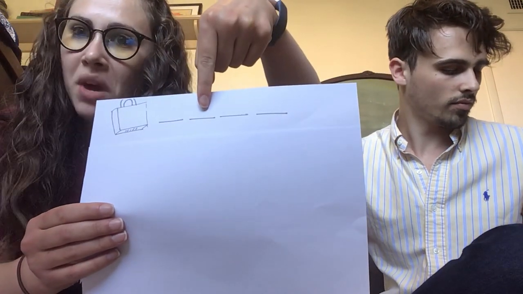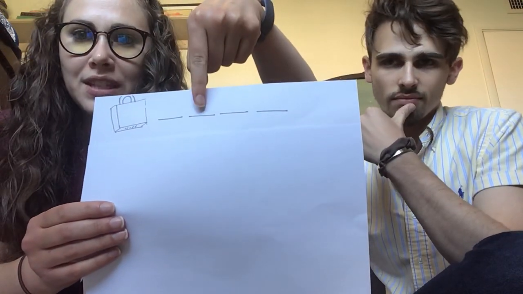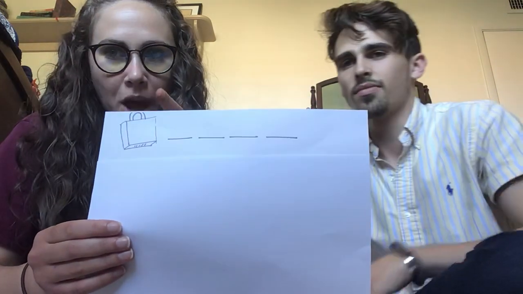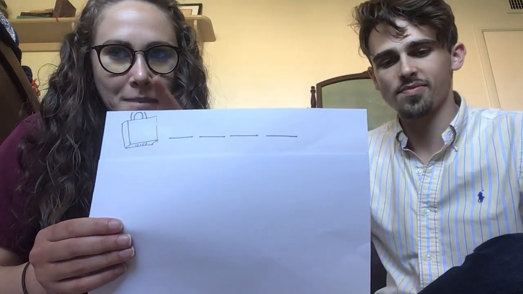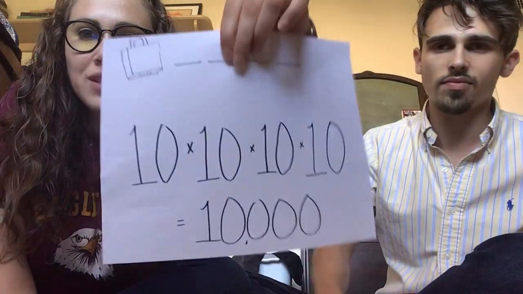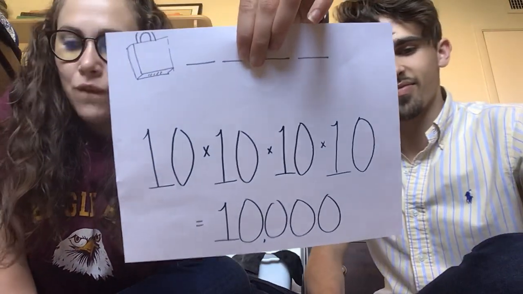Okay, so there are 10 options for the first one. Could we have the same digit twice? Sure, there are 10 options for the second one. I want you to think about how many possible combinations there would be. Pause the video, figure it out. All right, hopefully you came up with the number 10,000. There are 10,000 options for that combination.